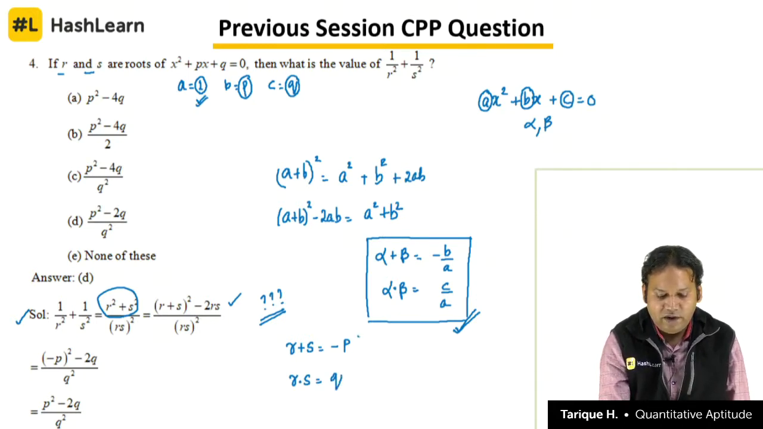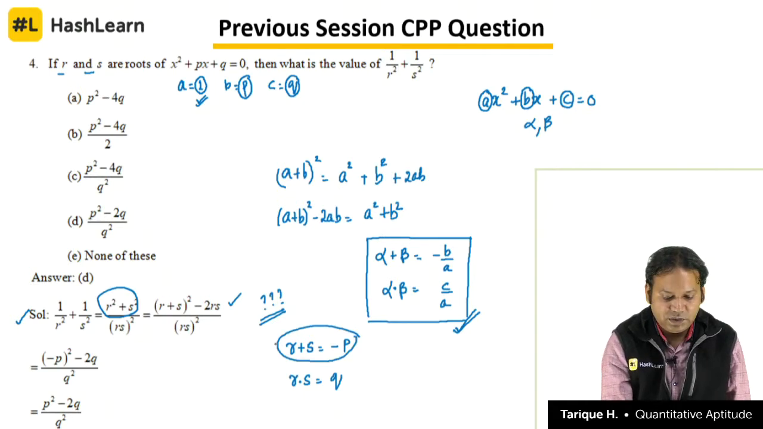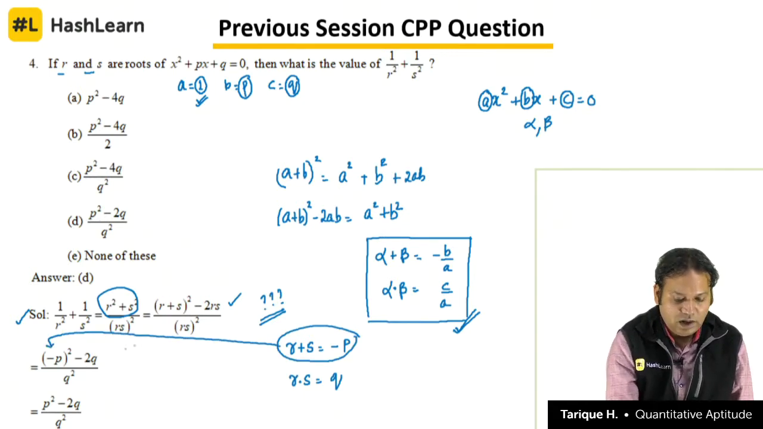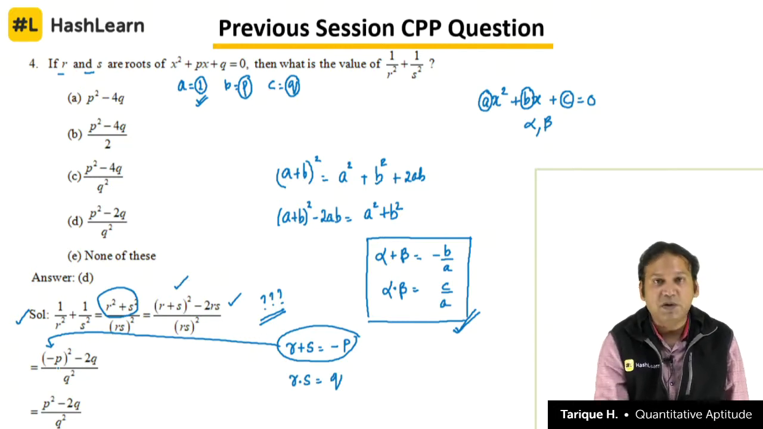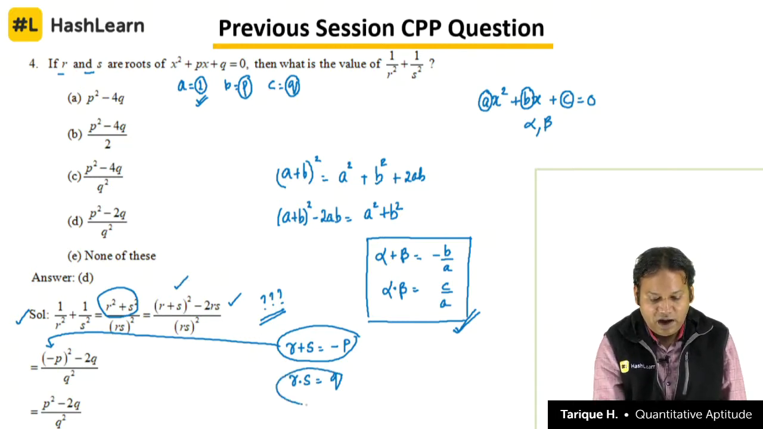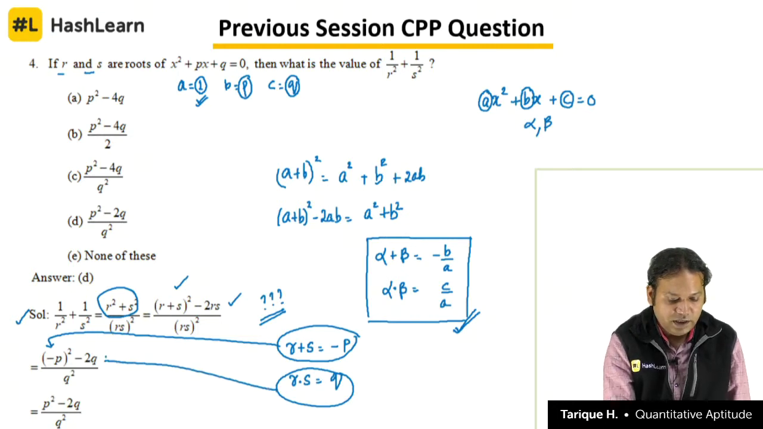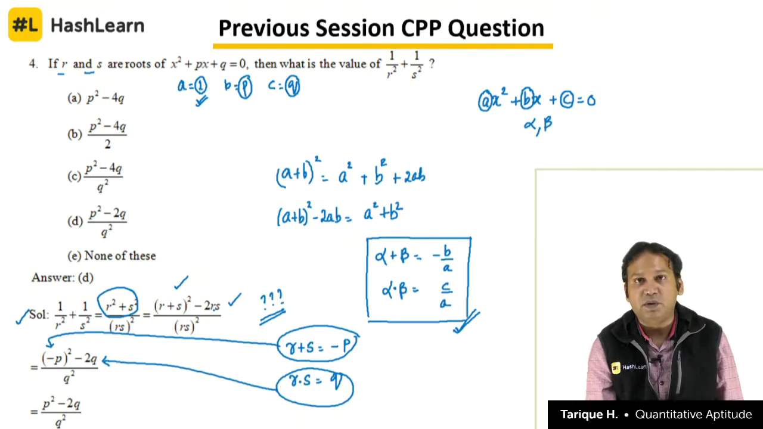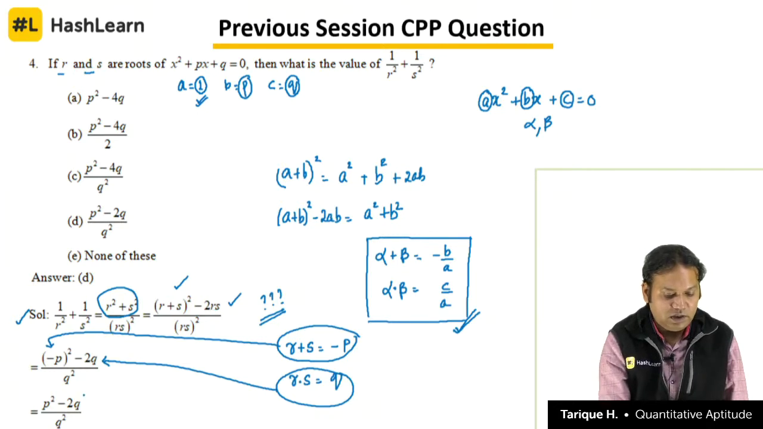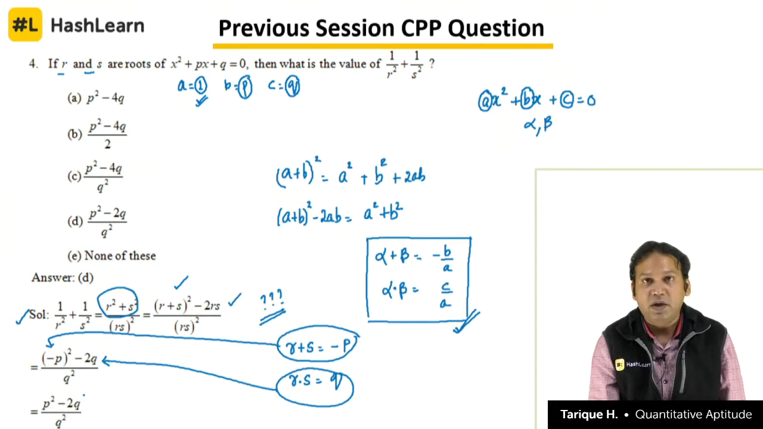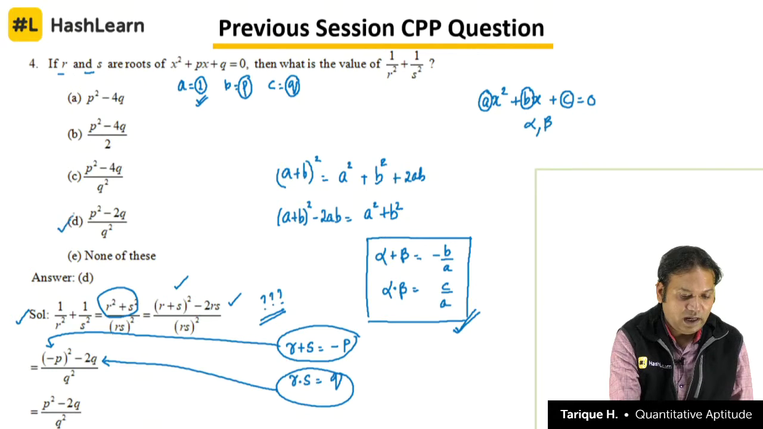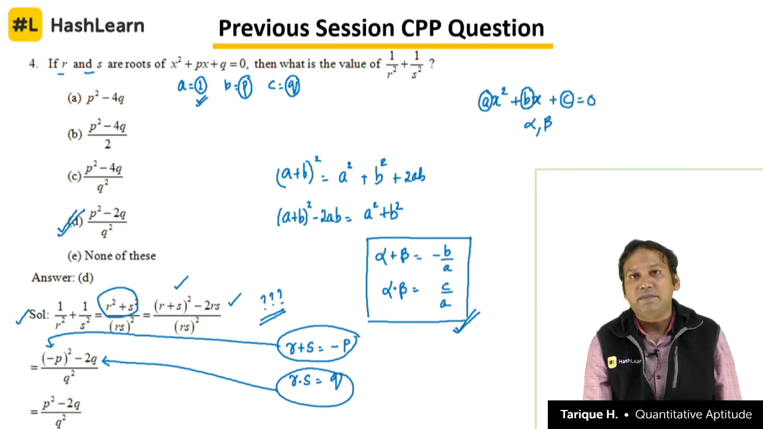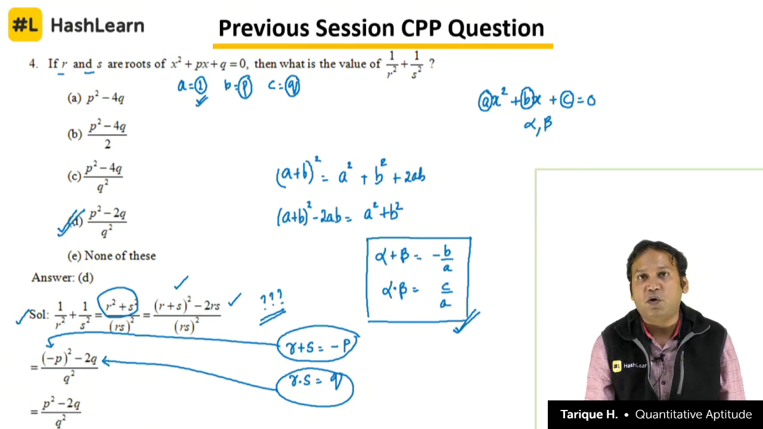This value of r plus s is being substituted here. So (r plus s) whole square becomes (minus p) whole square, and the value of r into s is substituted here. So you can say that 2rs becomes equal to 2q. And then when you solve this, you get (p square minus 2q) upon q square, and that is why the answer for this question is D. That is a basic understanding of how this question of quadratic equation is solved using the concept of alpha plus beta equal to minus b by a and alpha into beta equal to c by a.